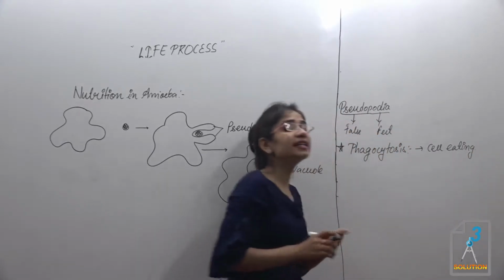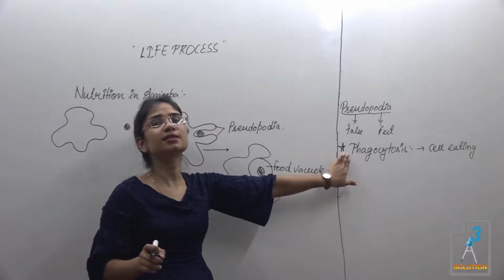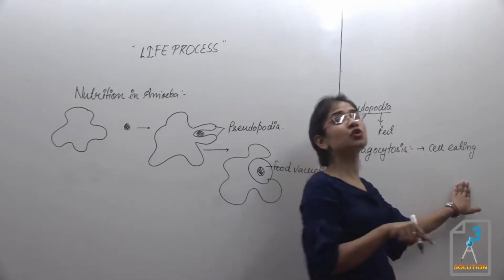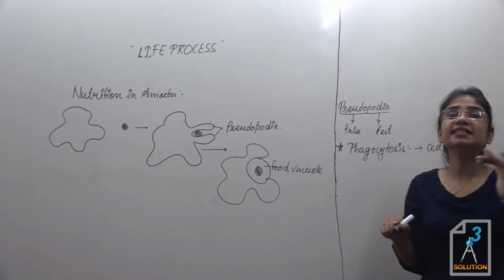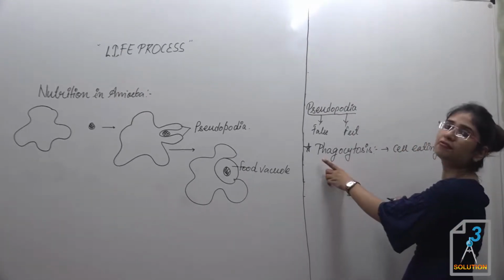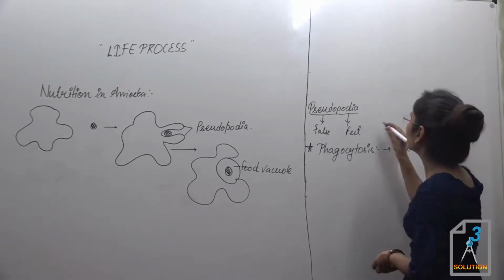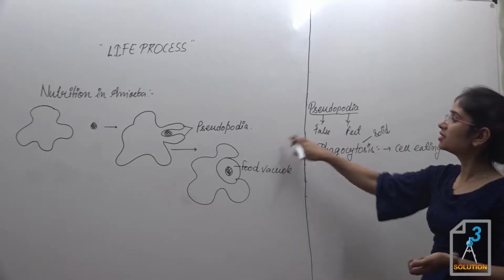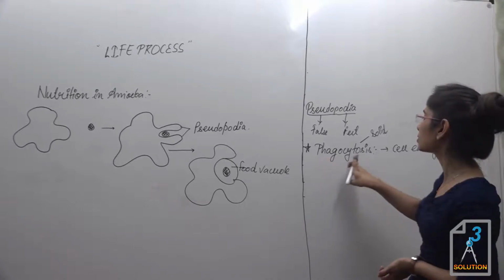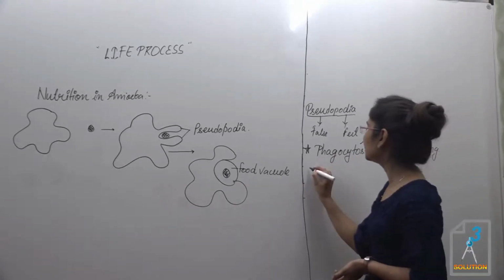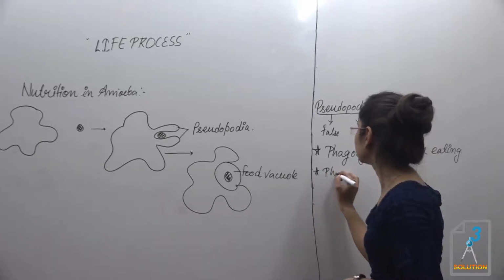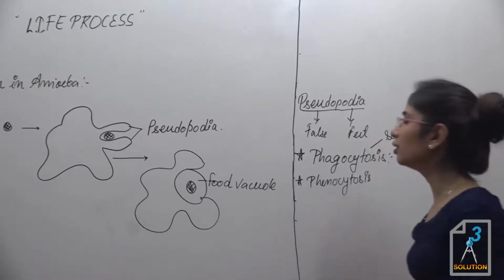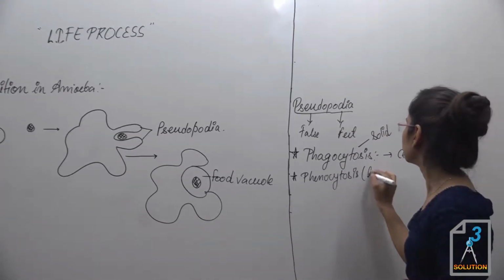Yes, the cell is eating its food. The process is called cytosis. But here is the twist: if the cell is eating something solid, the word phago is used for eating something solid. If the cell is eating a solid particle, it will be known as phagocytosis. If the cell is eating something liquid, it will be called pinocytosis.